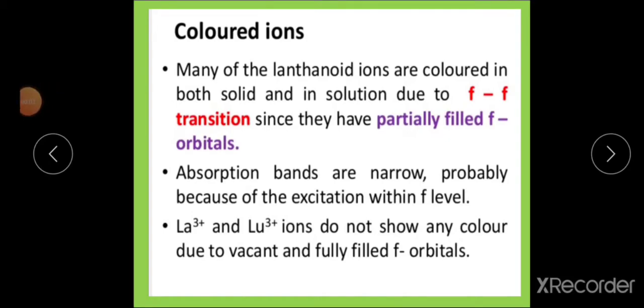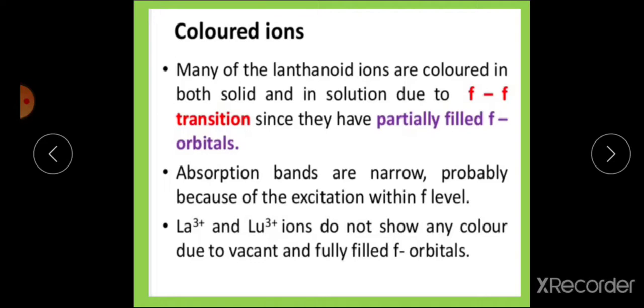Then color of lanthanides. Color of lanthanide ions is due to the presence of unpaired electrons in the partially filled 4f subshell. Due to absorption of radiation in the visible region, there is excitation of an unpaired electron from a 4f orbital of lower energy to an f orbital of higher energy, giving f-f transition. The observed color is complementary to the color of the light absorbed.